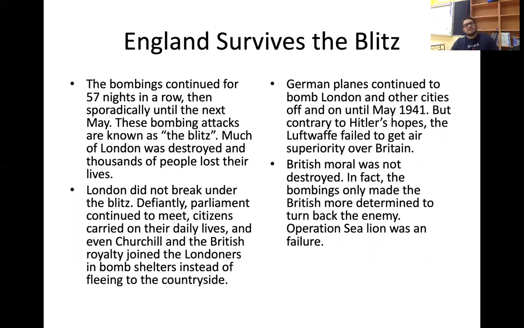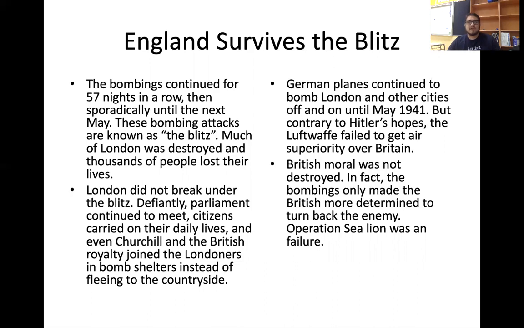So England survives the Blitz. The bombings continued for 57 nights in a row. Imagine that for 2 months, every single night, you have to go in a bunker underground. You have to go underneath into a basement. You have to go into a tunnel. You have to go into the subway to survive these bombings. These bombing attacks are known as the Blitz in London. Much of London was destroyed and thousands of people lost their lives.